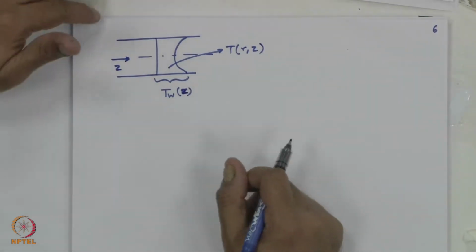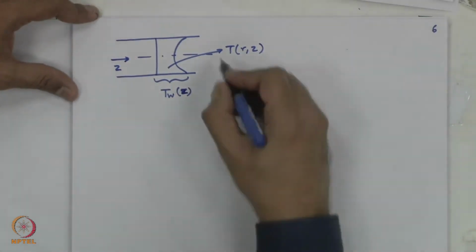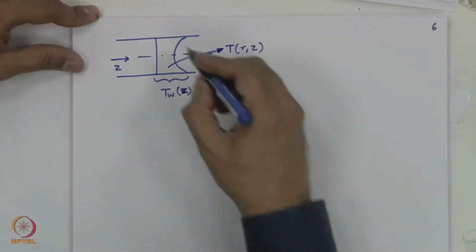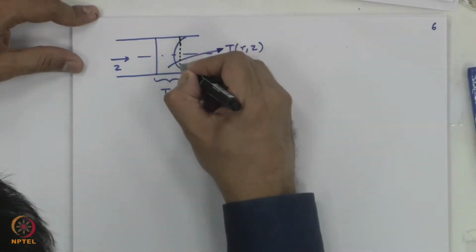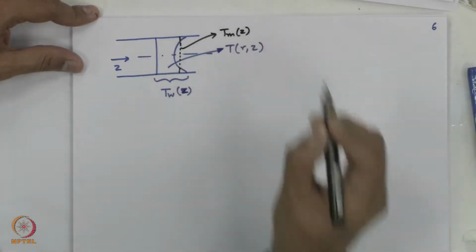I consciously use Z as opposed to X because X can refer to quality in two-phase flow, and since I am a two-phase flow person, I like to use Z here. And this black dashed line is the so-called bulk mean temperature.